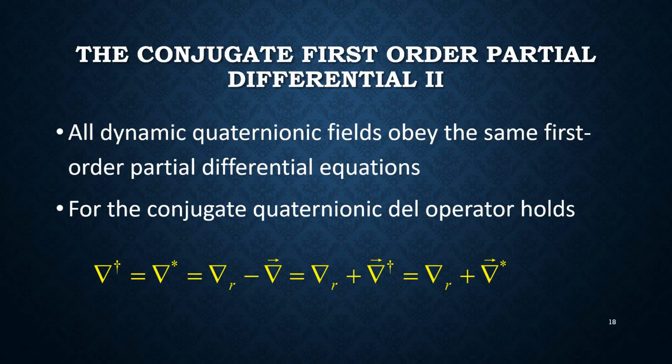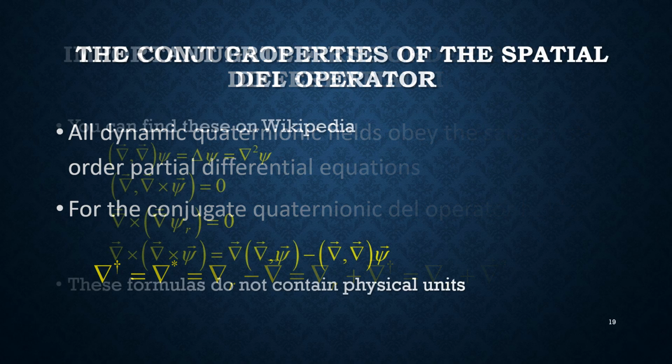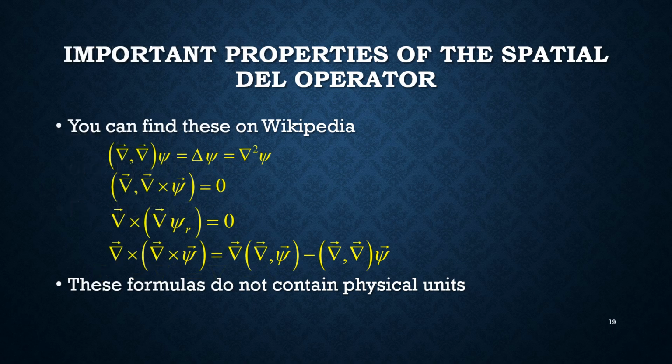All dynamic quaternionic fields obey the same first-order partial differential equations. For the conjugate quaternionic del operator holds. You can find these on Wikipedia. These formulas do not contain physical units.